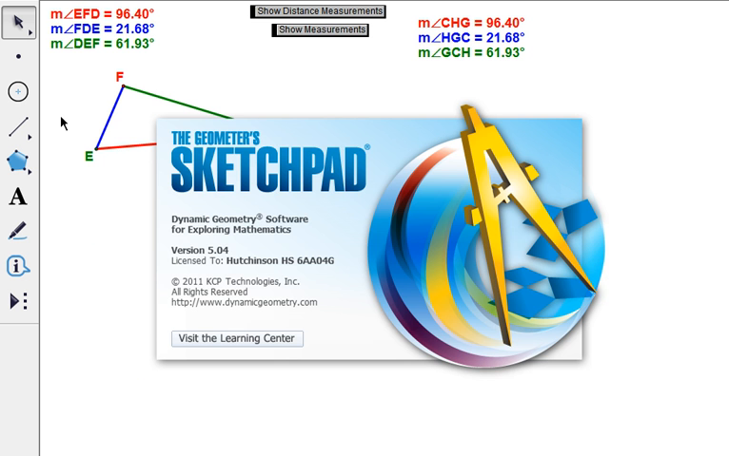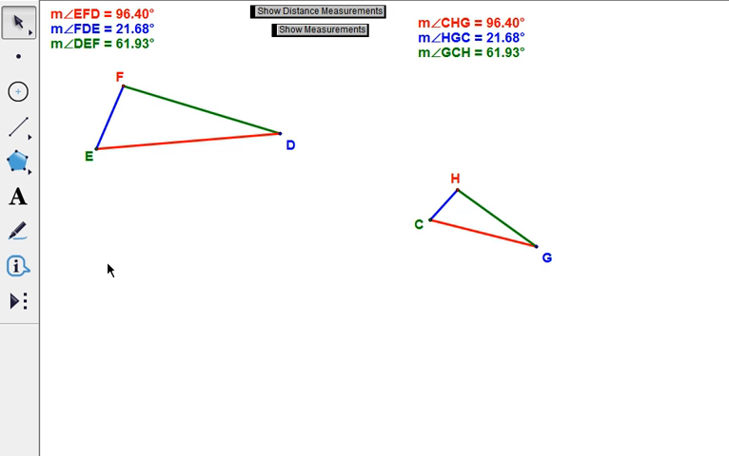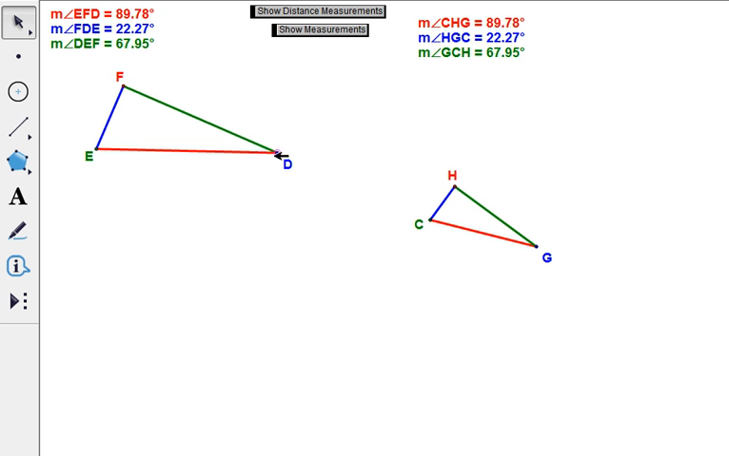Now I'm going to come back here into Sketchpad, and I have a diagram. I made this a little bit different because I showed all 3 angles. But remember, if 2 angles of one triangle are congruent to 2 angles in another triangle, then the third angles are also congruent. So that's why I'm showing all 3. Now as I move it, the angles are going to stay congruent.